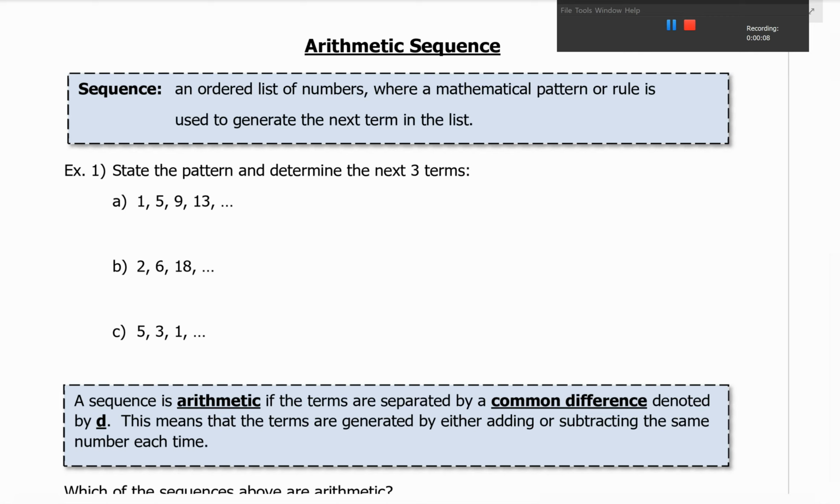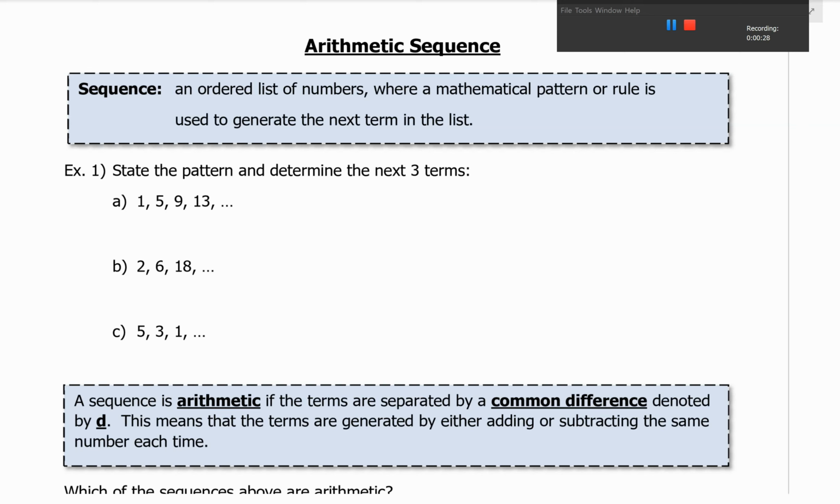We are going to start our lessons today, and we're starting a new chapter, starting with arithmetic sequence. We are going to be talking about arithmetic sequence and series in this chapter, but first we're going to talk about sequence.